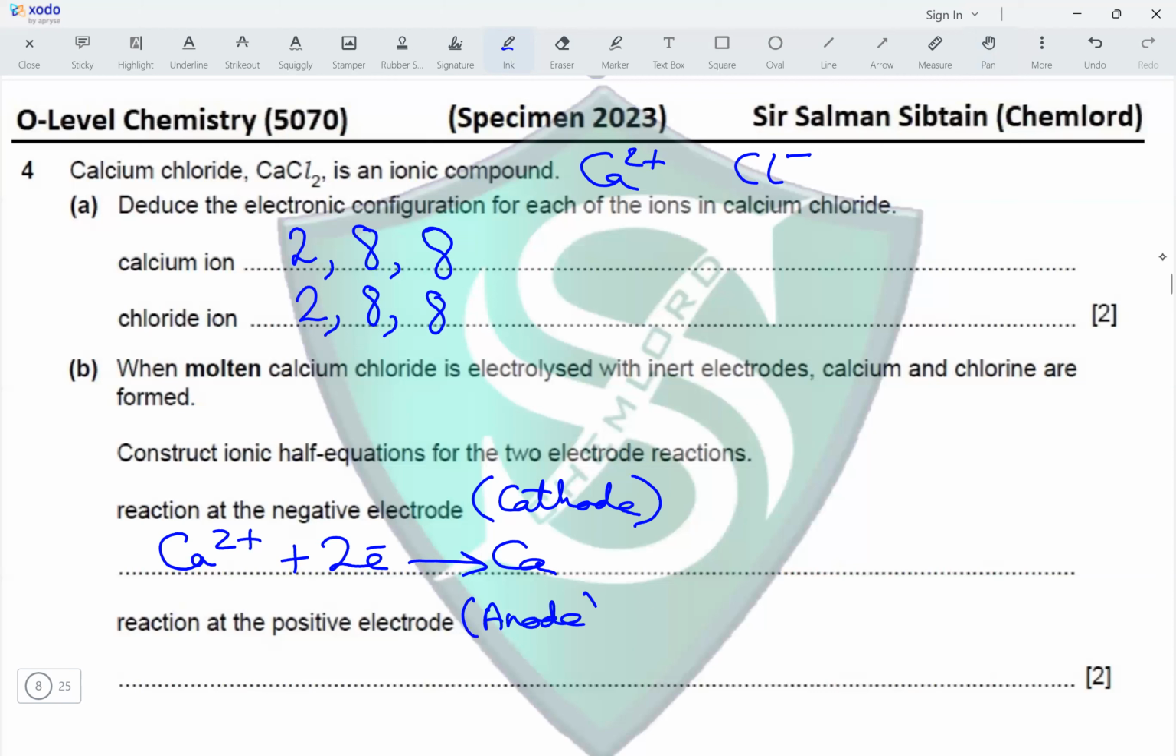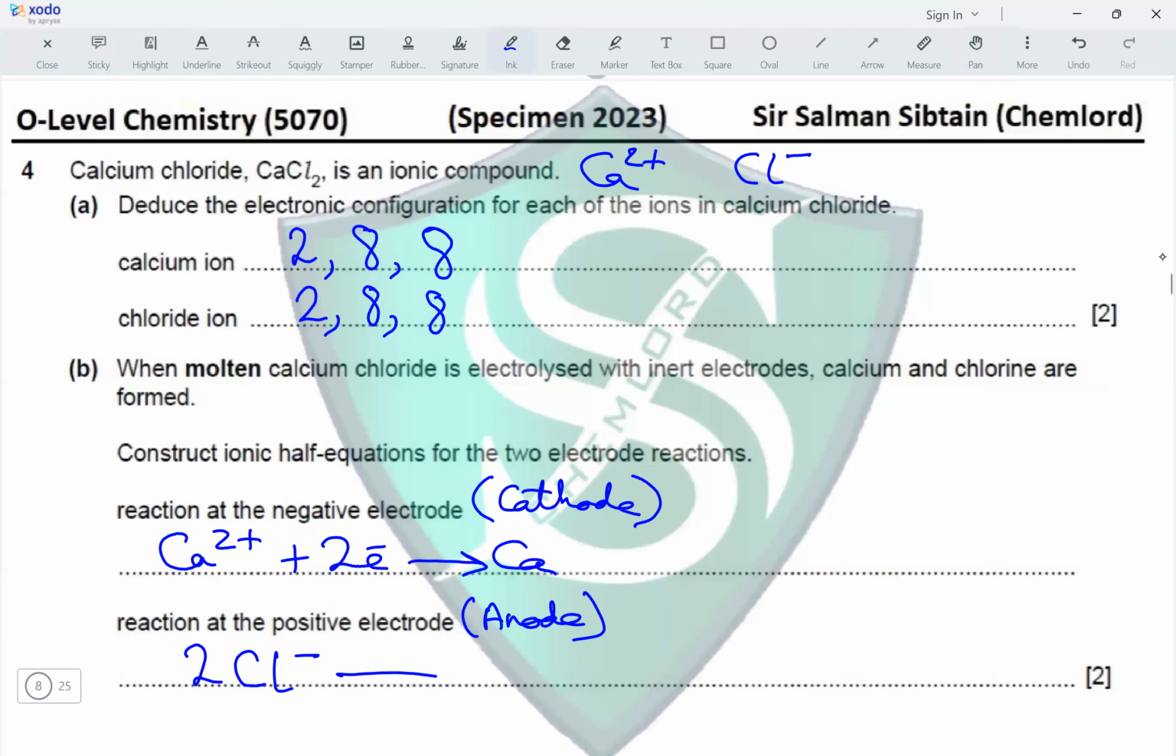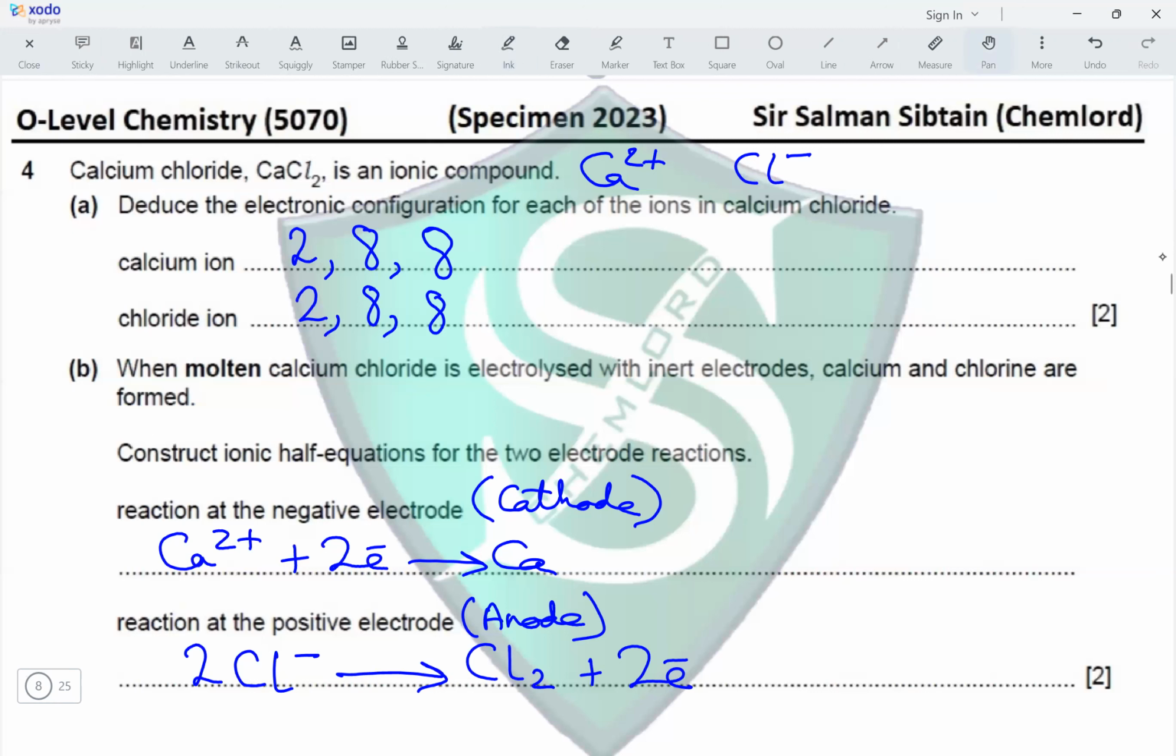anode, we would have 2 moles of chloride ions because they were attached to the calcium ions via electrostatic attraction, which is the ionic bond. Both of them will be losing 1 electron each. So by losing 1 electron each, they would form chlorine gas, and the 2 electrons lost by the two chloride ions would be gained by the calcium 2+ ion, which then converts to calcium at the cathode.